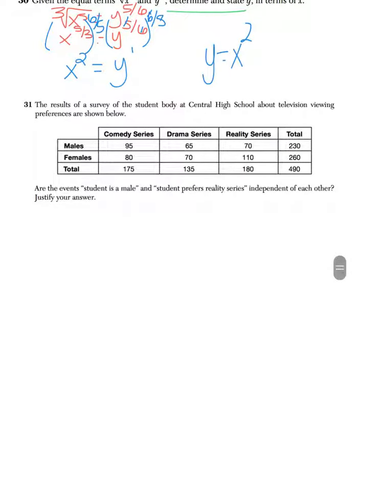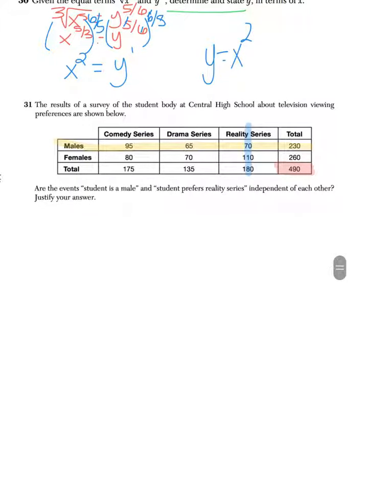For number 31, the results of a survey are shown below about television preferences in a high school. So this is asking me, given this two-way table, are the events, student is a male, so I'm going to highlight that, and students prefer reality series right here, independent of each other? So remember, I'm going to need the total amount here also.